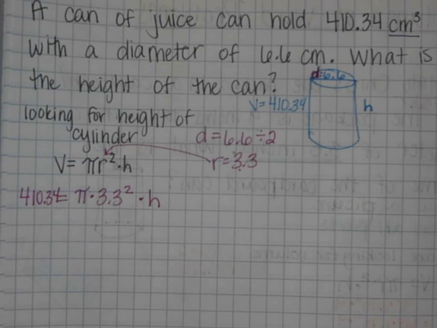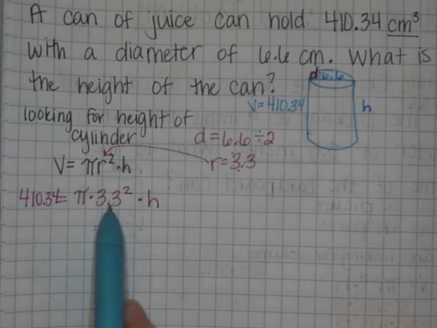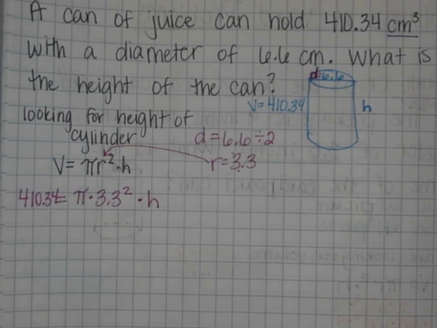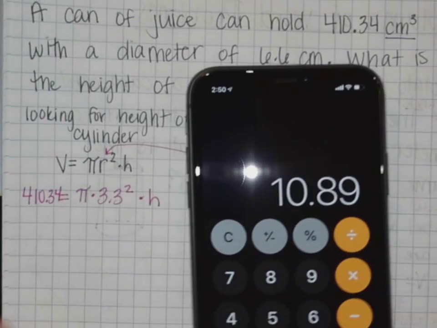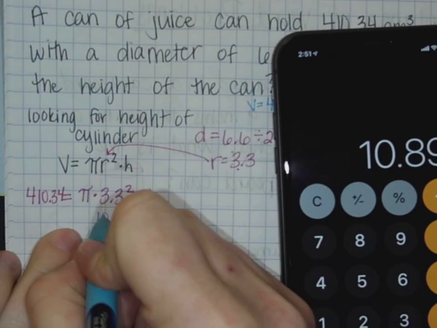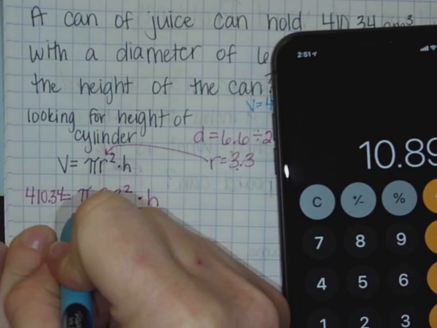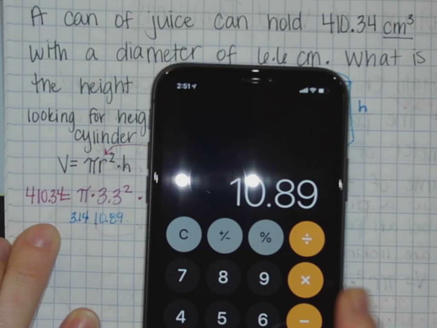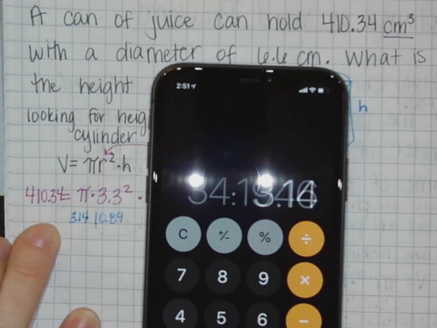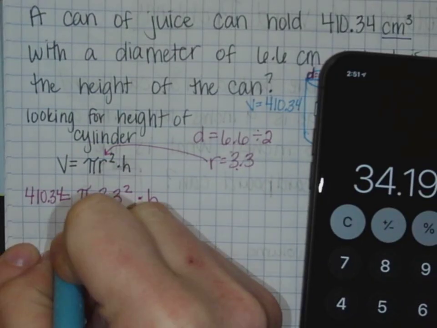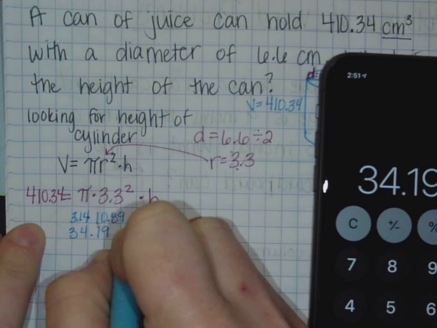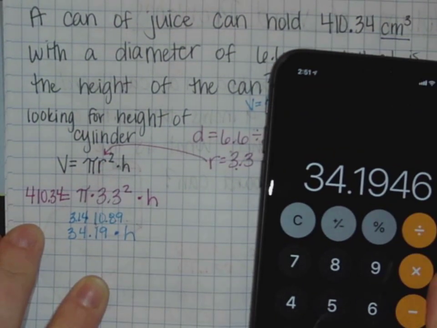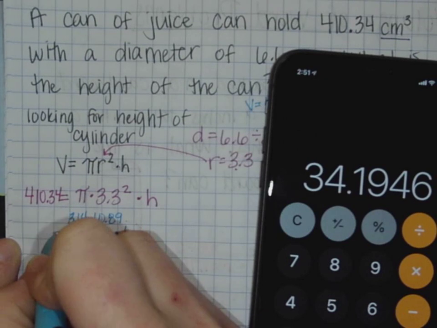I like multiplying these out first before I do any division or anything. So I'm going to do 3.3 times 3.3 is 10.89, times 3.14 is 34.19. I'm going to round it here because the 4 would make the 9 stay.